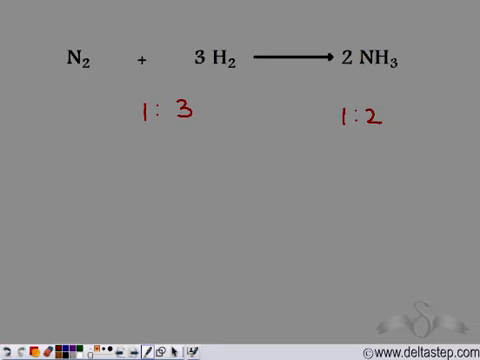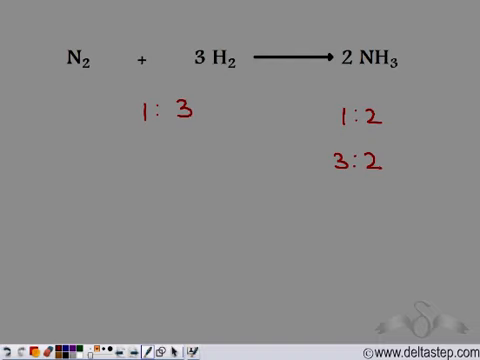That is, 1 volume of nitrogen is required to form 2 volumes of ammonia. If we look in terms of hydrogen and ammonia, we see that 3 volumes of hydrogen give 2 volumes of ammonia. So this is the ratio of hydrogen to ammonia.